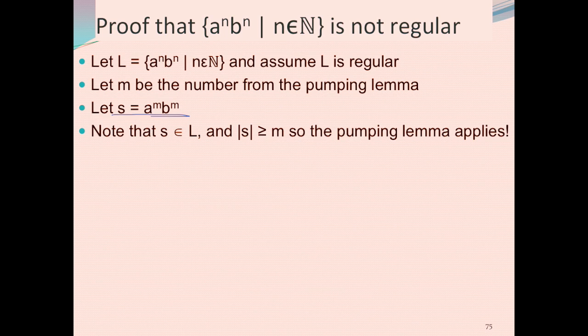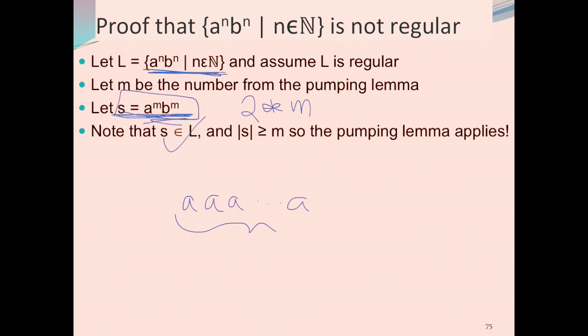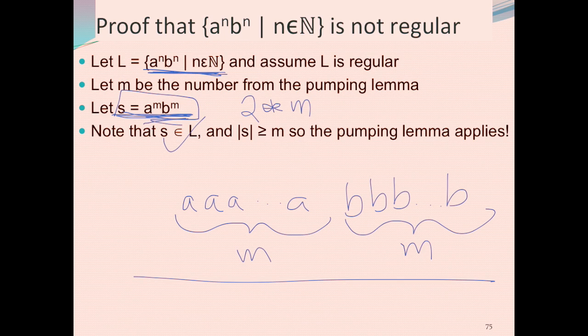Now, whatever I picked for my S, A to the M, B to the M, that's certainly in my language, because here's what my language is, and A to the M, B to the M is in this language, so that's a check. And the length of S is greater than or equal to M. Well, sure it is. How long is S? S has 2 times M letters in it, because it has M A's and then M B's. So there are 2 times M letters total, and 2 times M is greater than or equal to M, so that's true. So the pumping lemma applies.